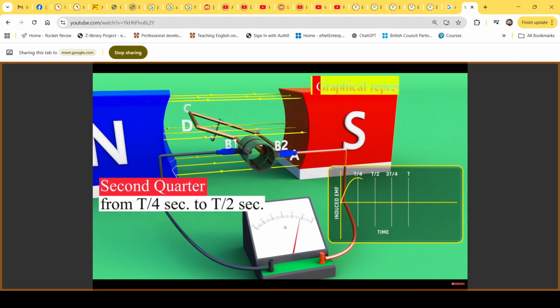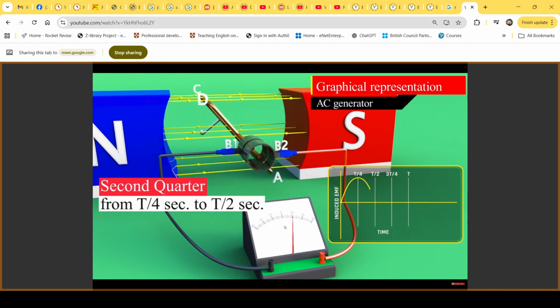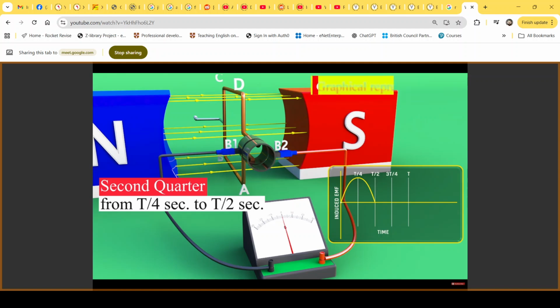During the second quarter of rotation, from t over 4 seconds to t over 2 seconds, part of armature AB again moves down and part CD moves up. In this period, induced EMF decreases from its maximum value to 0.